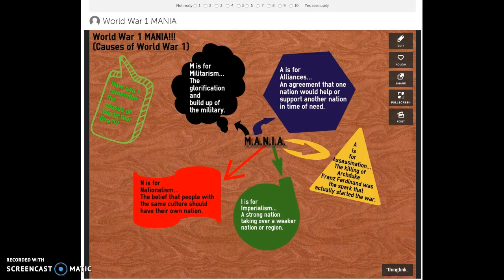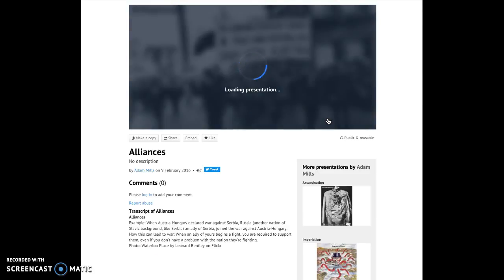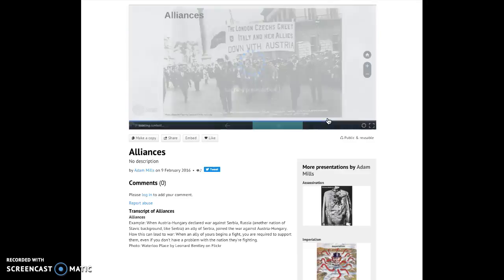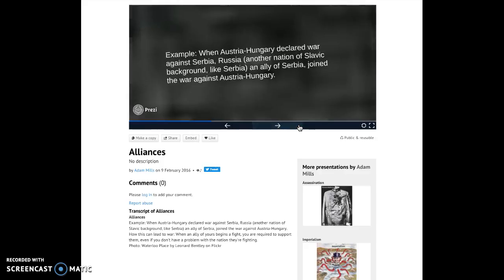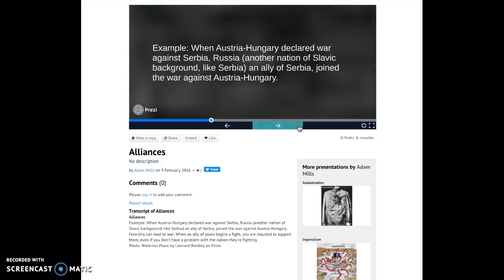A is for alliances. An alliance is an agreement between nations that they will support and help each other in time of need. An example of this was when Austria-Hungary declared war against Serbia. Russia, who had an alliance with Serbia and who were culturally similar to Serbia in that they shared a Slavic background, declared war on Austria-Hungary.